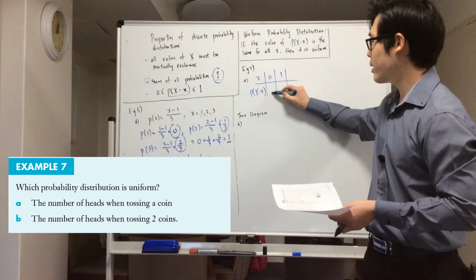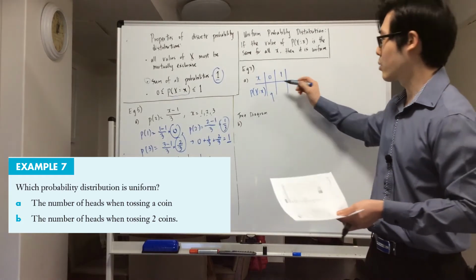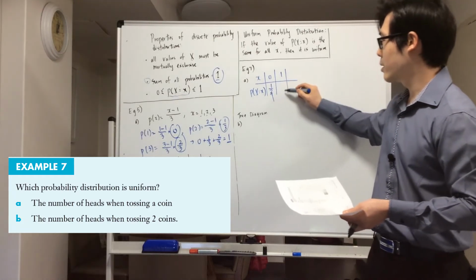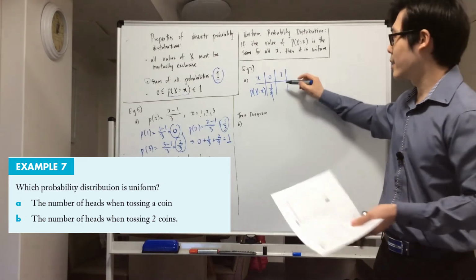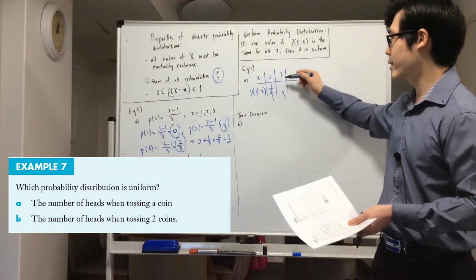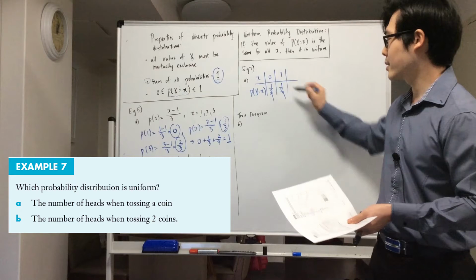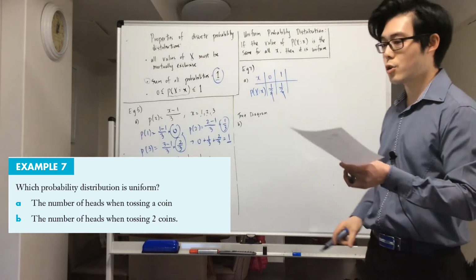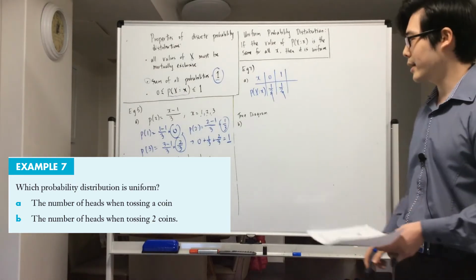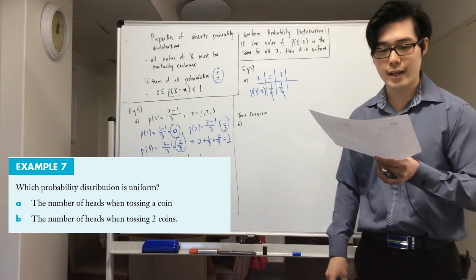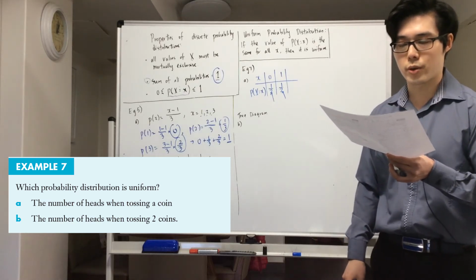Now the probability of getting 0 heads in a coin toss is a half, because that means you're getting a tail. And the probability of you getting a head is also half. So as you can see, because they're the same, this is a uniform probability distribution. Okay? However, example 7b, the number of heads when tossing 2 coins.